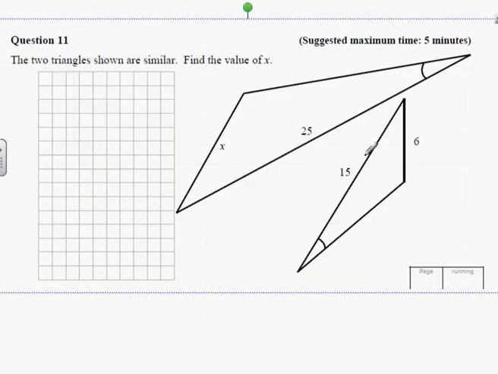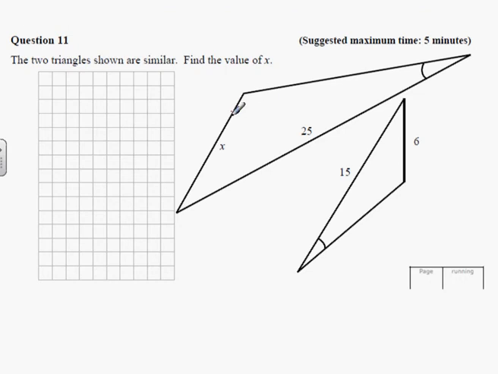Now, question 11. These two triangles are similar. Find the value of x. Would everybody agree that this red angle here is the same as this red angle here? They're similar triangles, and there's only one obtuse angle in each triangle, so they have to be the same one. Then this green one is the same as this green one here.